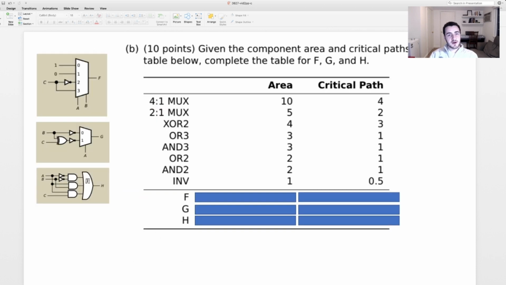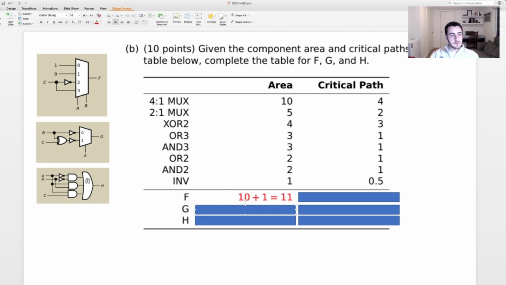The second part of this problem gives us the schematics again, and also gives us this table with areas and critical paths. And it asks us to compute the areas and critical paths of F, G, and H. Computing the areas is actually pretty straightforward. I don't know if you guys talked about it in class, but you essentially just sum the areas of the individual components. So for F, you would sum the area of a 4 to 1 mux, which is 10, with the area of an inverter, which is 1, so you get 11.